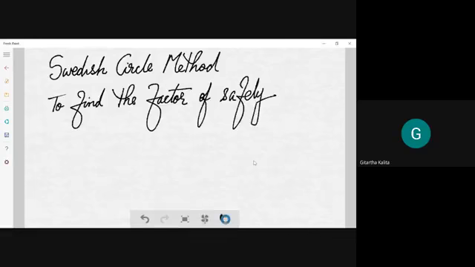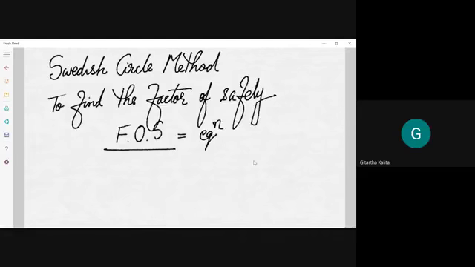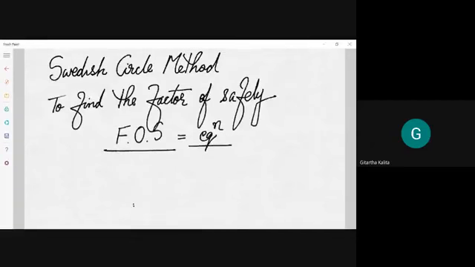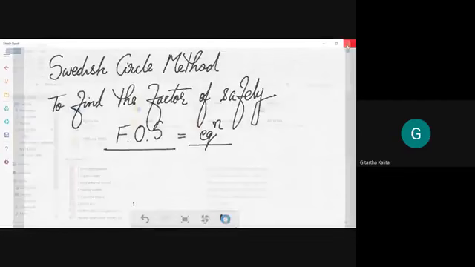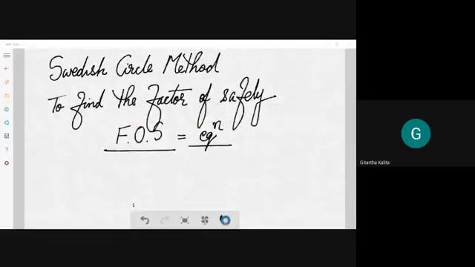Ultimately, at the end of our analysis, we will end up getting a factor of safety. We'll get some equation for the factor of safety. So that is the end of the analysis. I hope I am clear till now.